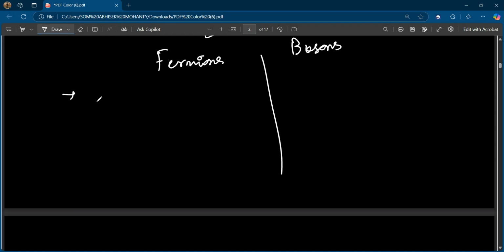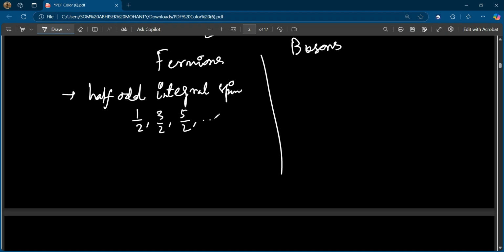Fermions are half odd integral spin particles, like 1/2, 3/2, 5/2, etc. Bosons are integral spin particles: 0, 1, 2, 3, all that.